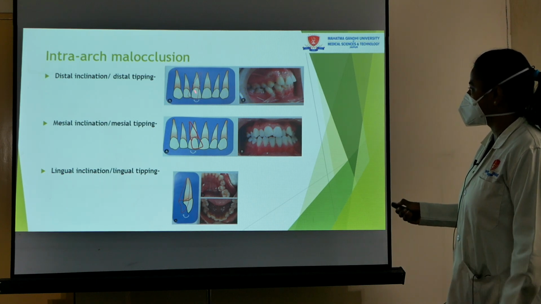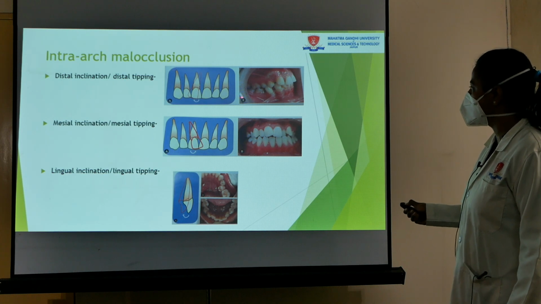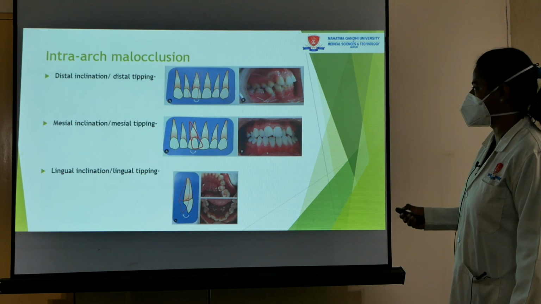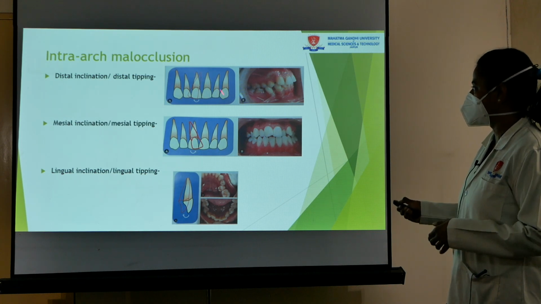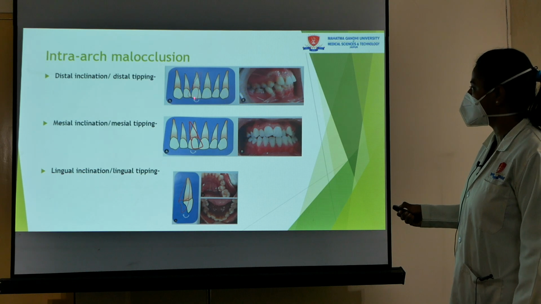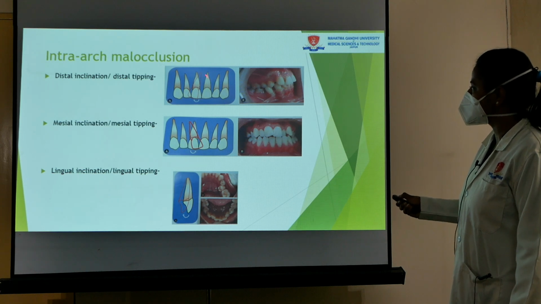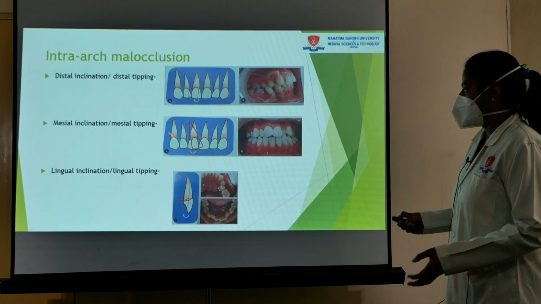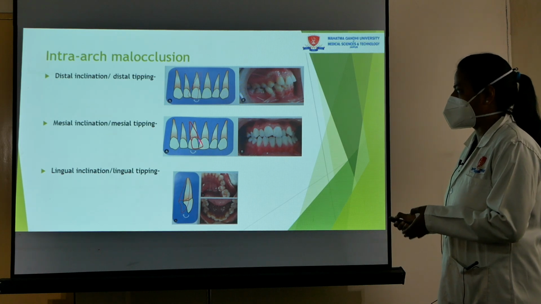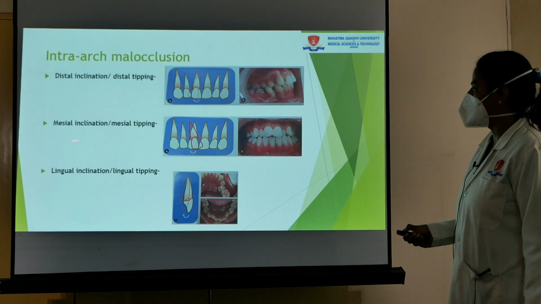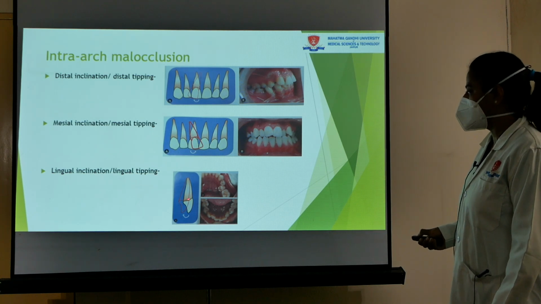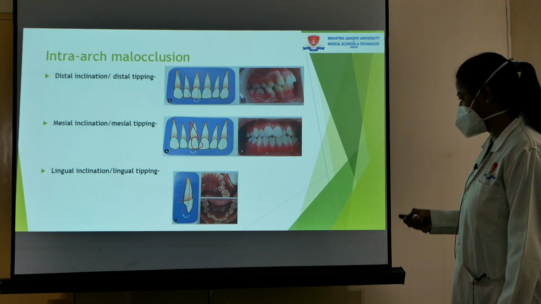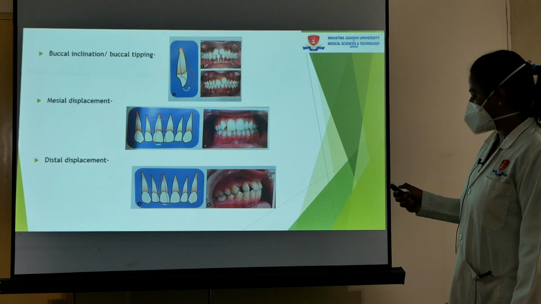Normal inclination says that the central incisor and all the teeth crowns are mesially inclined rather than their roots. But if it is opposite, like the crown is distally tipped against its root, then it is called distal inclination. Similarly, mesial tipping, if the crown is more mesially inclined compared to its root. And lingual inclination, if the crown is more lingually placed compared to its root, then it is called lingual inclination. Next is buccal inclination.